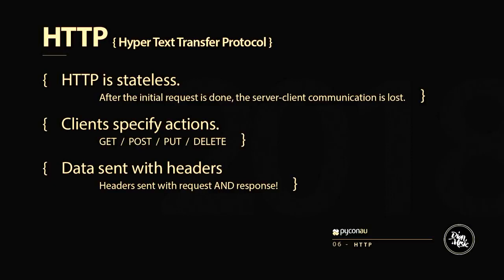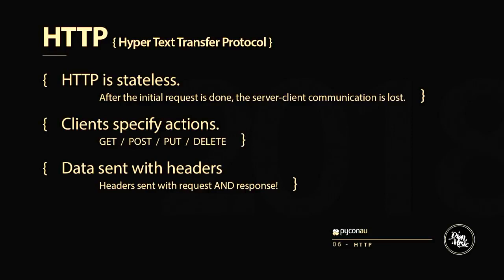I like to think of it as flipping a coin. You flip a coin once, and you get your result, heads or tails. And if you flip it again, that result doesn't have anything to do with the previous result, right? So the connection is completely lost after that initial request.